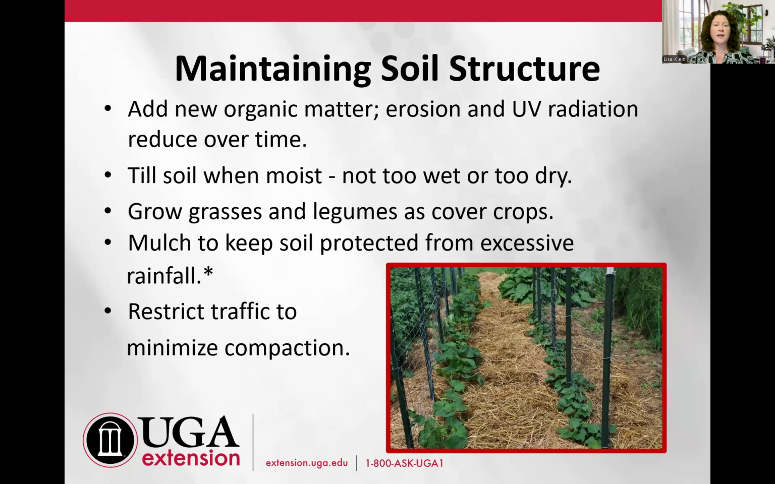So soil structure, adding new organic matter. I love good compost. So if you don't have a compost bin, think about getting one. Erosion and UV radiation, both of those can reduce organic matter over time. UV radiation can actually break it down. So that's why we encourage you to add more back.